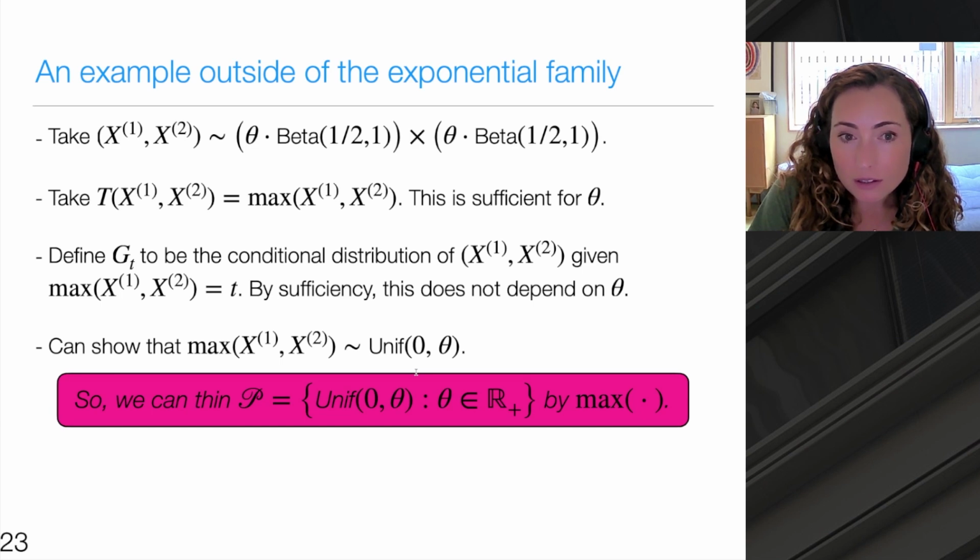So I don't have a theorem that says that max of x1, x2 is the best thing to do here. And maybe there's some other x1, x2 that I could have started with that would have also allowed me to thin the uniform. It's just that this is the one that I did that worked.